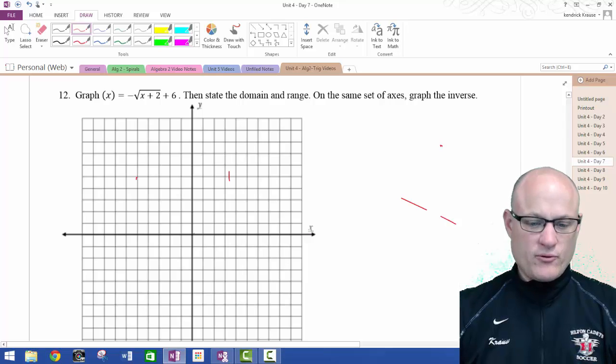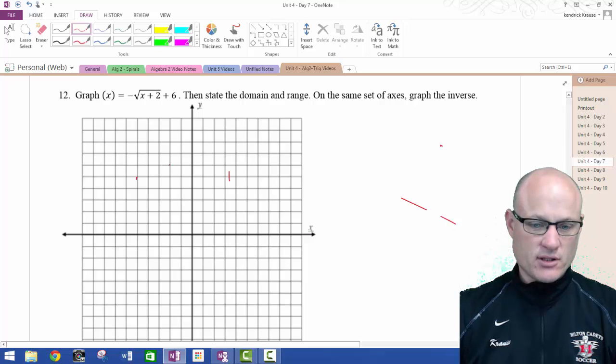So I move positive 2, that's left 2, positive 6, up 6. And it's right here. Now, normally I'd move to the right 1. There's no dilation, but there is a reflection. So normally I'd move to the right 1 and up 1, but I'm going to move the right 1 and down 1, because we have that reflection.